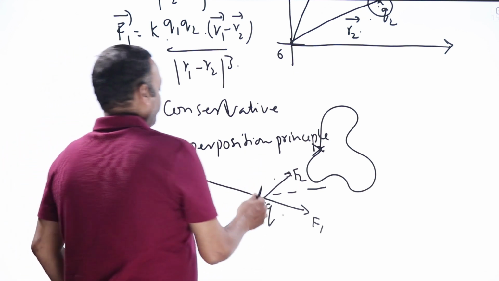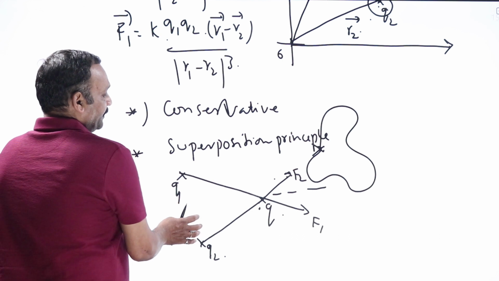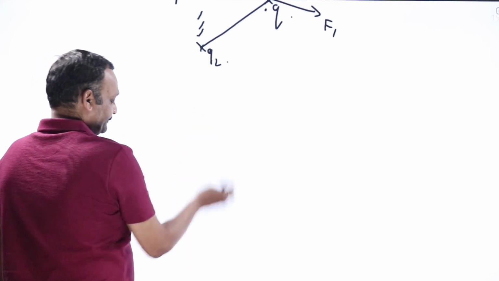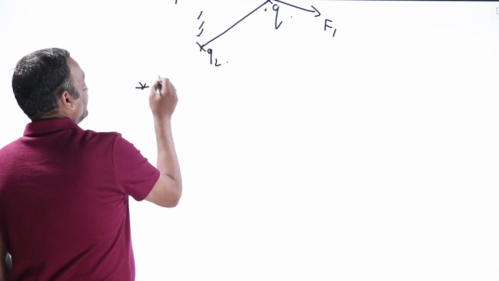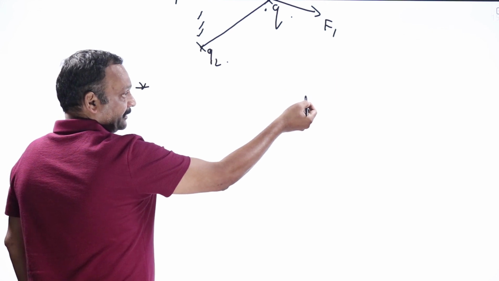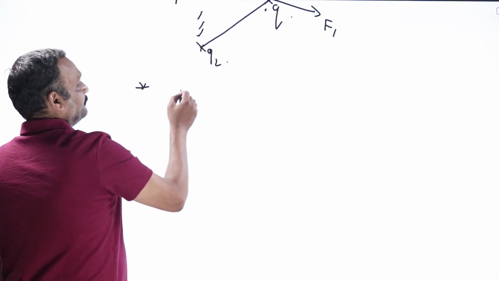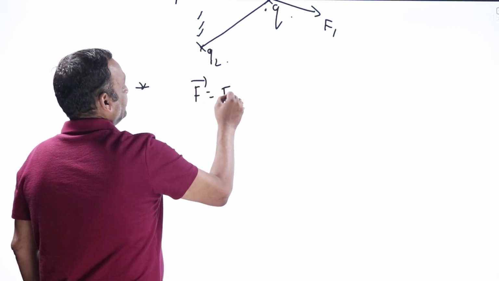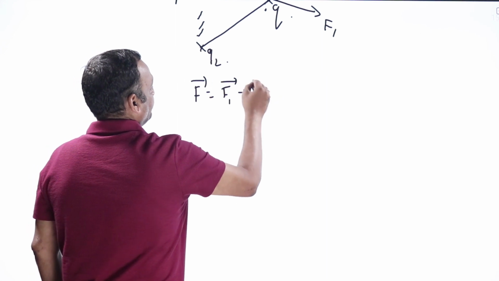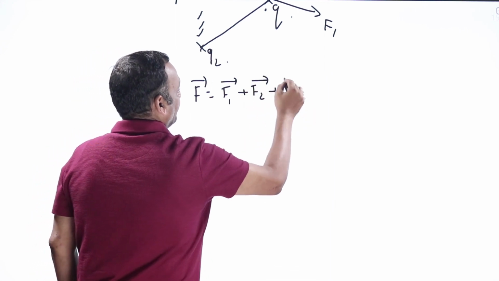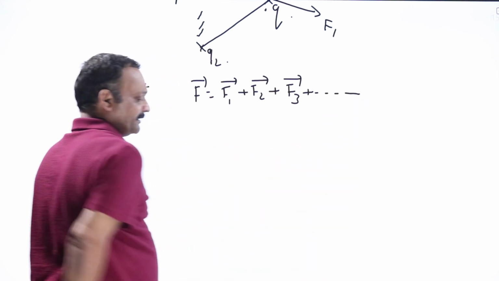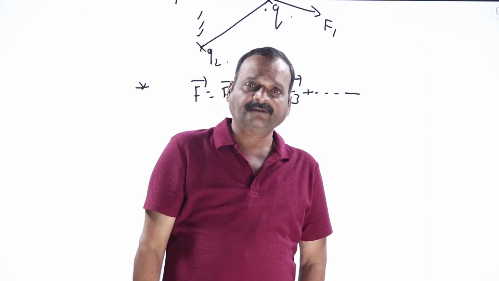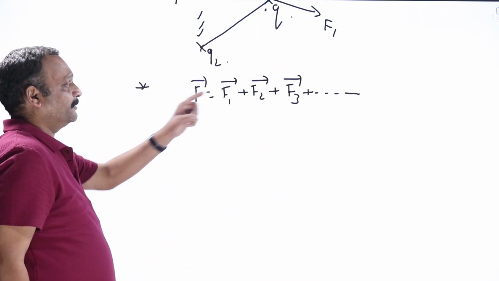Superposition principle says that if two or more charges are simultaneously acting on a third charge Q, the resultant force is the vector sum of the forces due to individual charges. That is, resultant force F bar equals F1 bar plus F2 bar plus F3 bar, and so on. What is true for two charges will be true for n number of charges, or for given charge distributions also. This is called superposition principle.